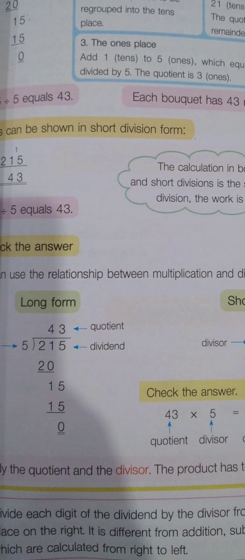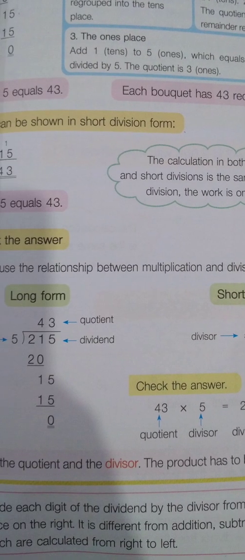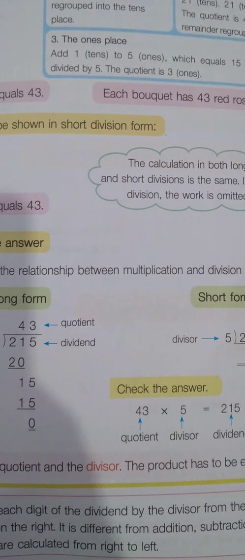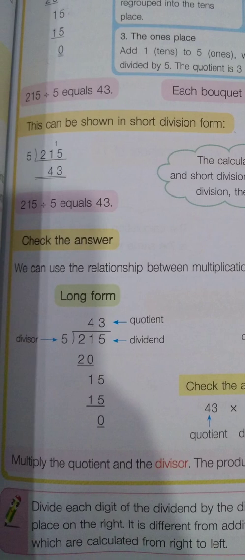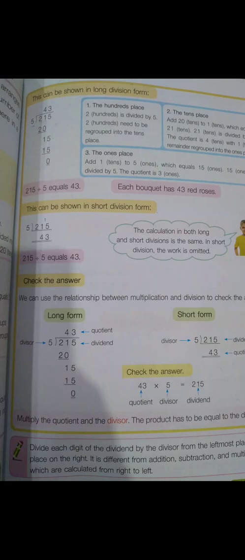Divide each digit of the dividend by the divisor from the leftmost place to the place on the right. It is different from addition, subtraction, and multiplication, which are calculated from right to left.